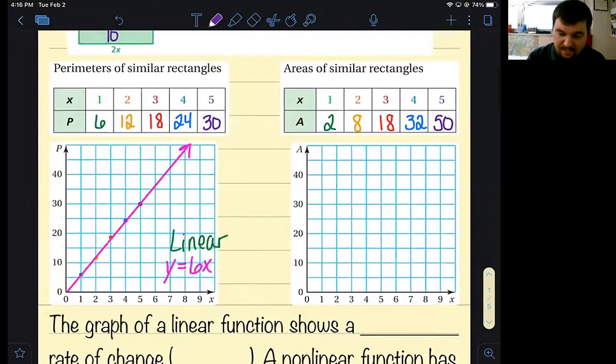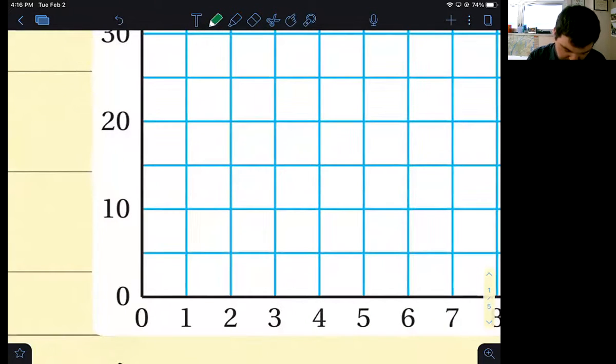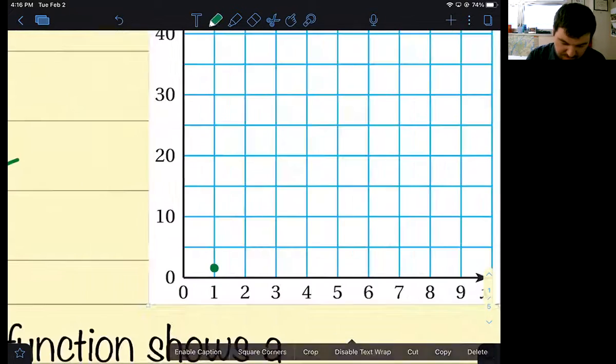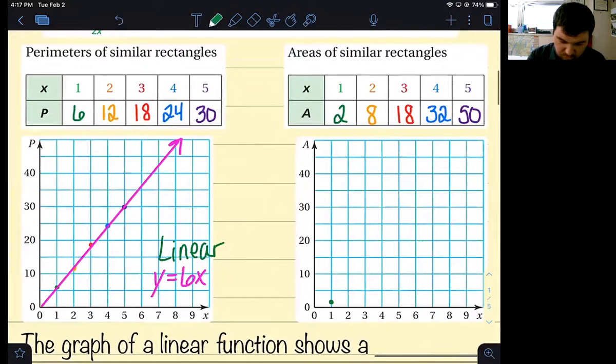So let's see what this looks like when I plot these points. 1, 2 would be right there, maybe a little bit higher up, I guess, maybe right there. Then the next one was 2, 8.